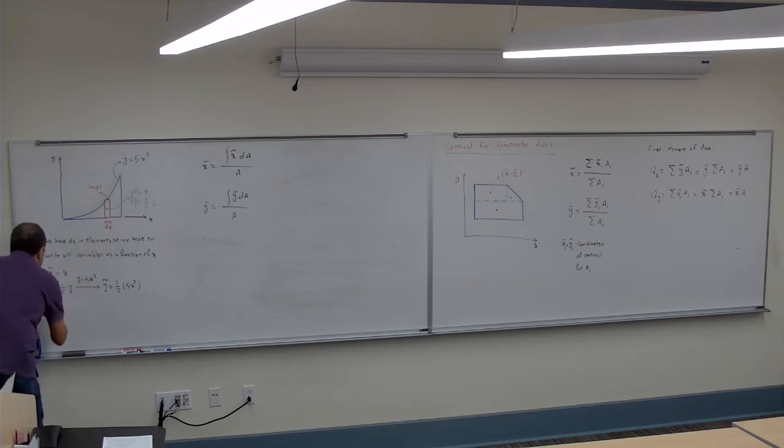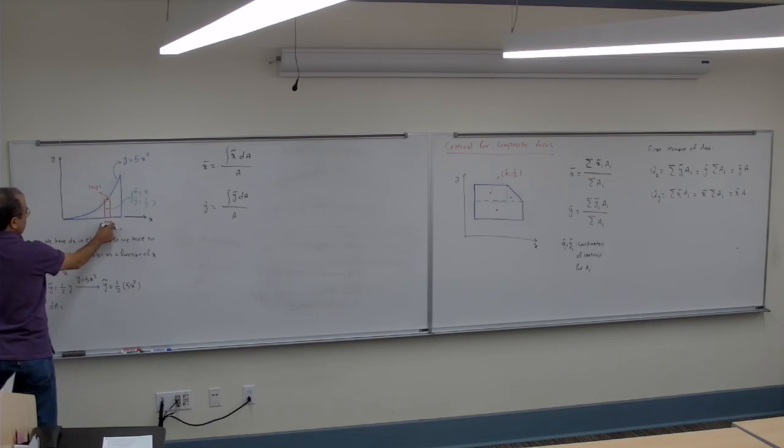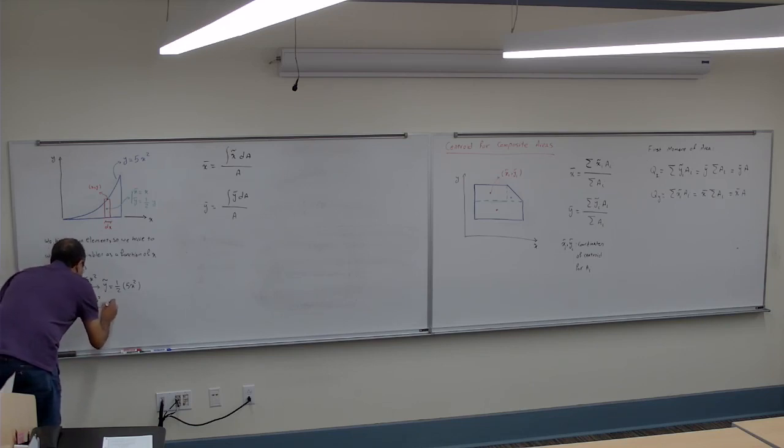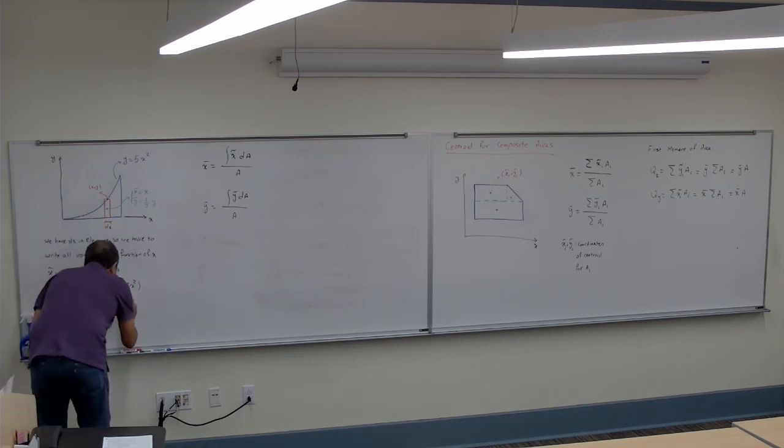Then what else do I need? I need a dA. How much is the dA? Y dx, correct? Because the height of the element is y, the width of it is dx, so it's going to be y dx. Again, I have to rewrite it the same way. So y is 5x squared. So dA is going to be 5x squared dx.